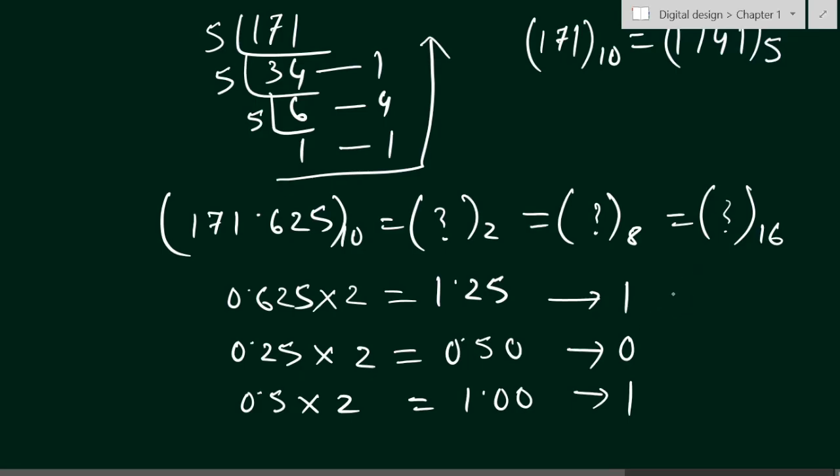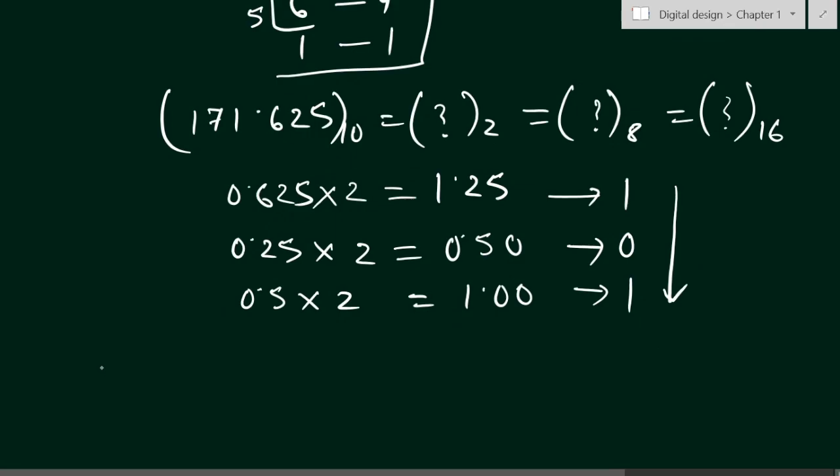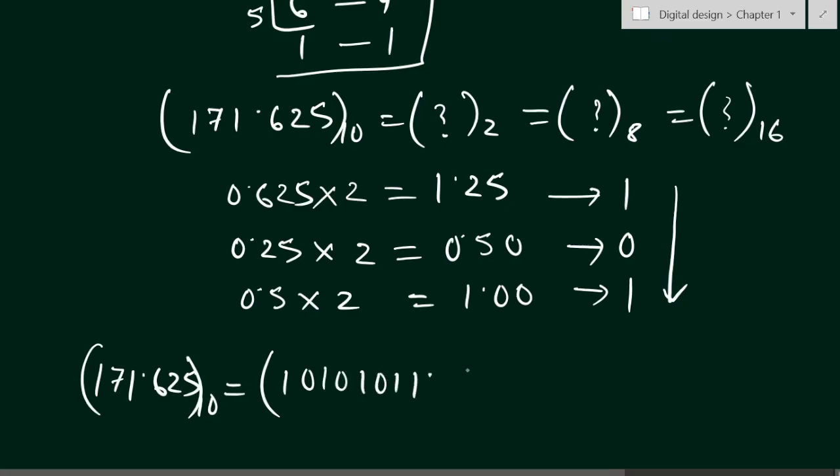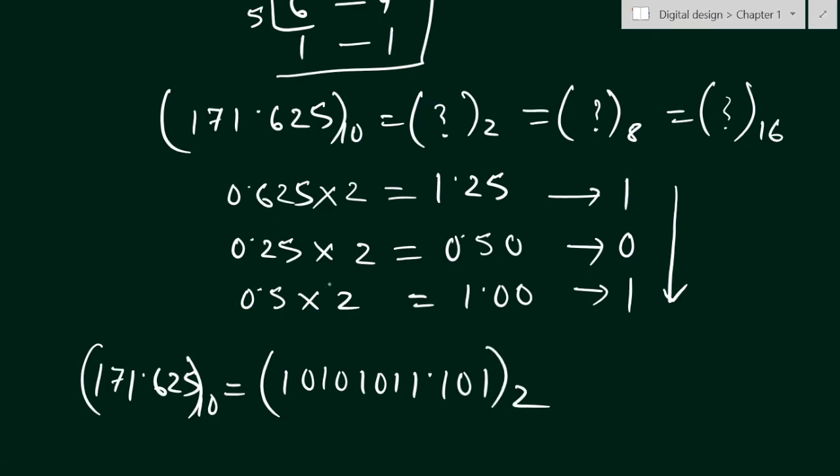For this fractional part you have to read it in this way, that means from top to bottom, and you write it here. So 171.625 in decimal is equal to, in binary, 171 is 10101011 point 101. This is the binary equivalent. So here we have got the binary equivalent of this fractional number.